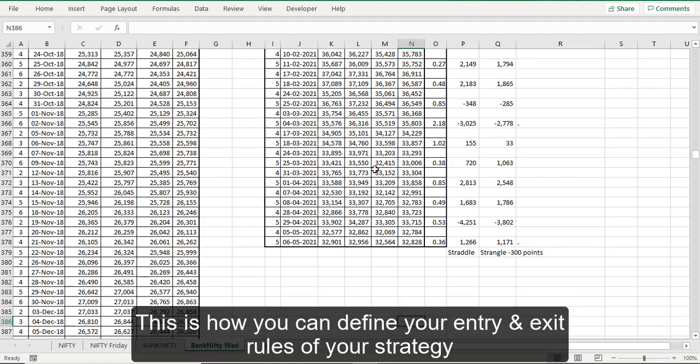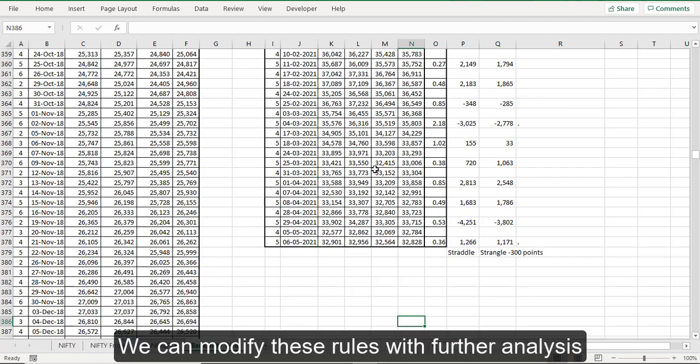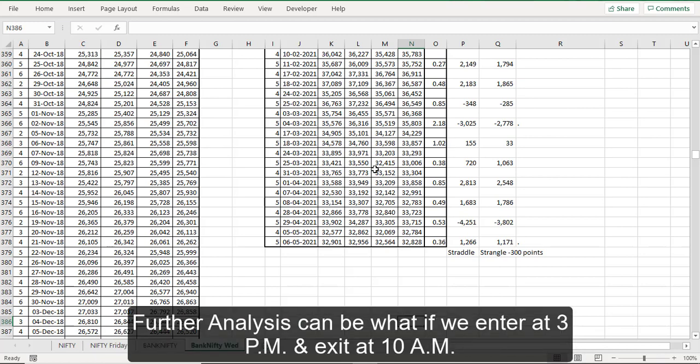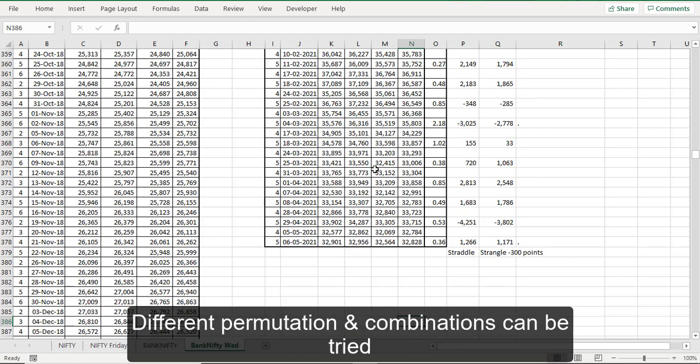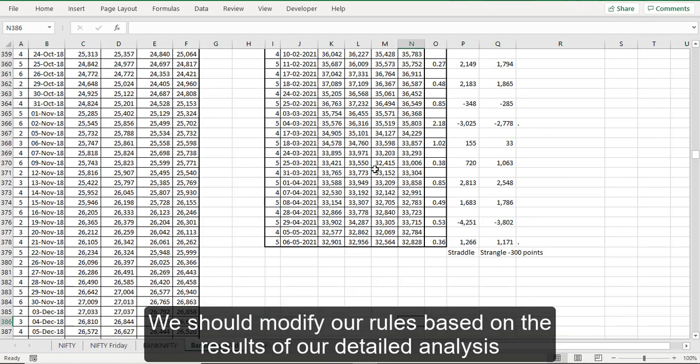So in this video, this is how we defined entry and exits. Entry and exit were that we should be entering at 3:25 and exiting at 9:20. Now we can modify these rules if we do some further analysis, for example what if we enter at 3 o'clock and exit at 10 o'clock, with different permutation combinations. Whatever results we get, we need to analyze them and modify our rules accordingly.